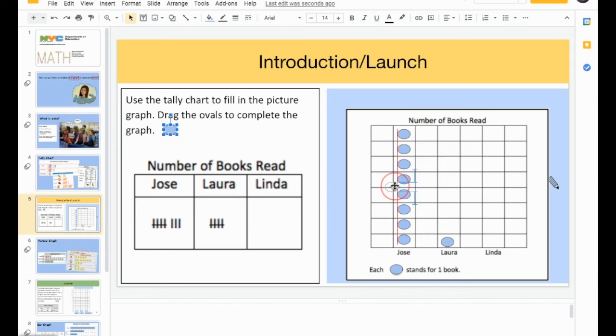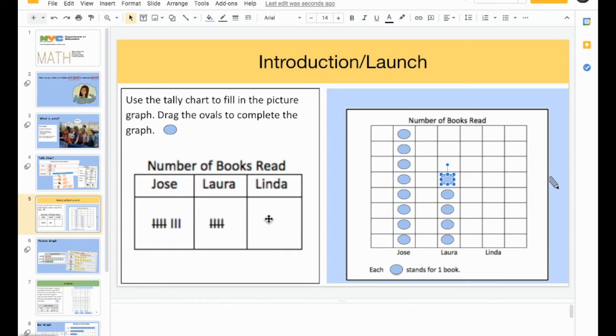1, 2, and there are those friendly red helper lines again to make sure everything's nice and tidy. 3, 4, 5. And then going back to my tally chart, Linda read no books.